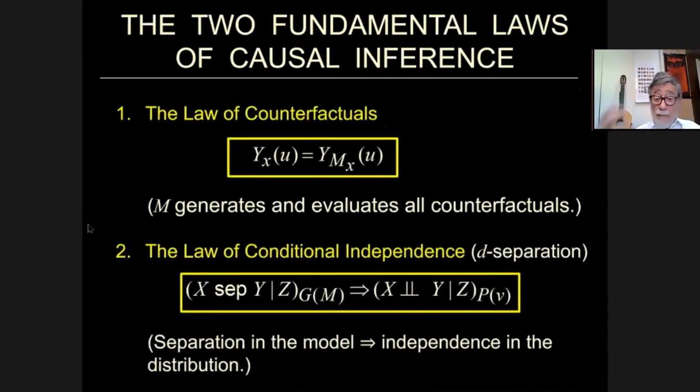People who took Adnan's class in Bayesian networks know it because it's the law by which we determine if things are conditionally independent in the graph. What it tells you is the following. If you look at the graph and you see separation between X and Y, which can be sets, it implies conditional independence in the probability, or in the data. Separation in the model implies independence in the distribution.